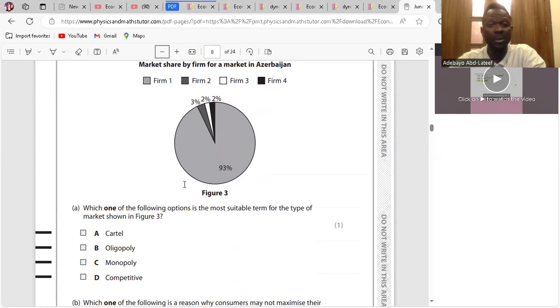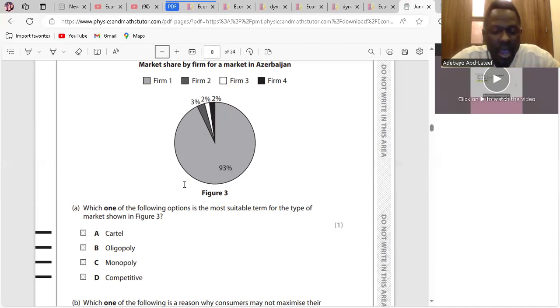Market share of a firm is being shown here. So we have the case study. They said, which one of the following options is the most suitable term for the type of market shown in figure 3?